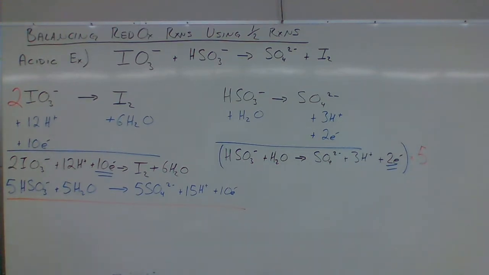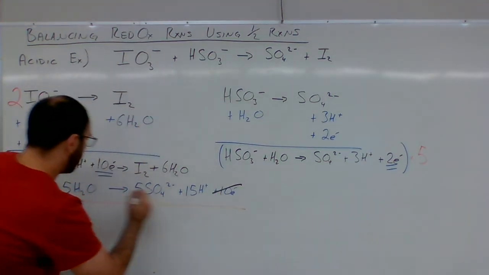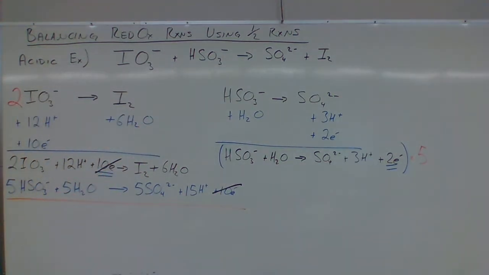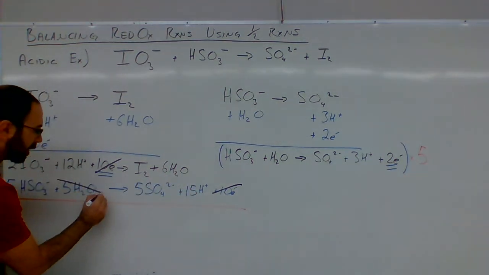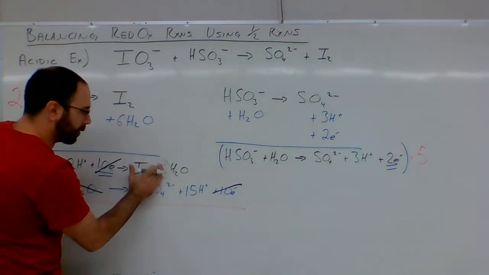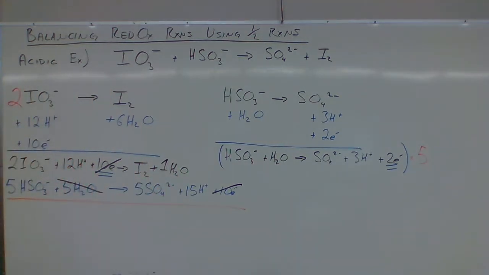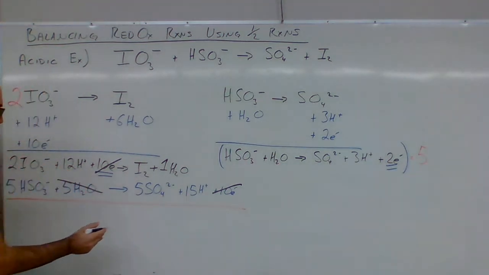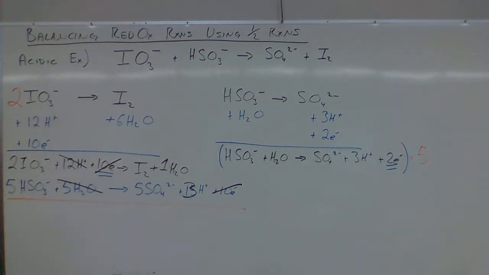All right, well, first off, I had that 10 electrons and that 10 electrons. That's great. Let's get rid of those. We shouldn't have any extra electrons kicking around. I have 5 waters on this side. I have 6 waters on this side. So I'm going to cancel those out, and I'm going to be left with 1 water on that side. And then I had 12 hydrogens here. I have 15. So to cancel those out, that's going to leave me with 3 hydrogens.